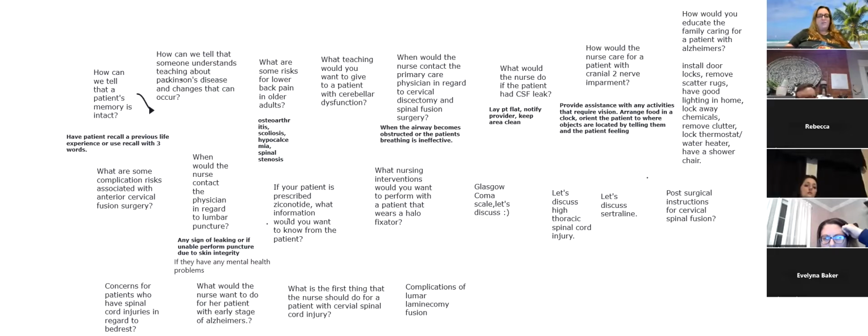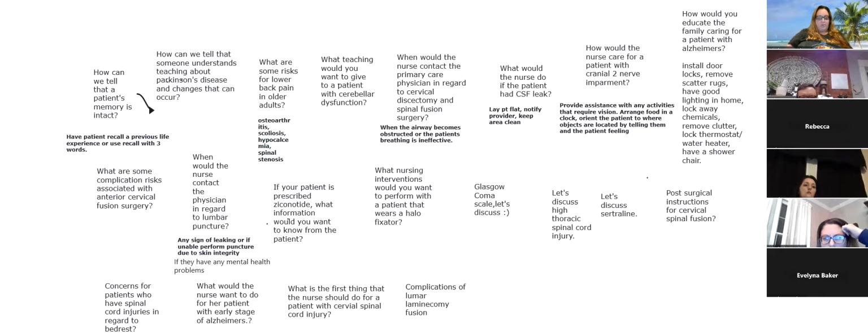So what are some risks for lower back pain in older adults? We have osteoarthritis, scoliosis, hypocalcemia, spinal stenosis. It's very good. Very good. What teaching would you want to give a patient with cerebellar dysfunction?